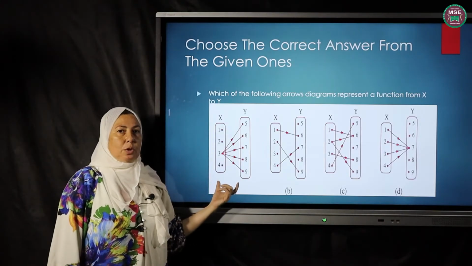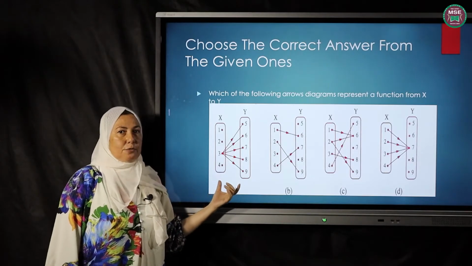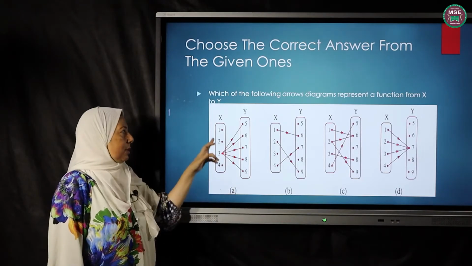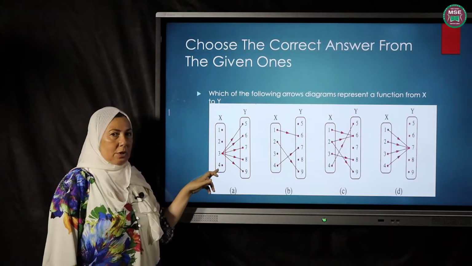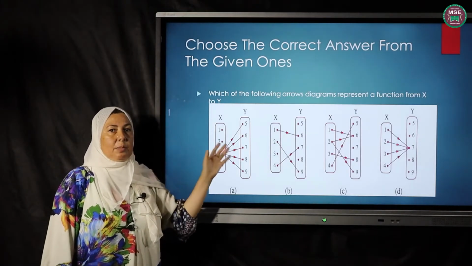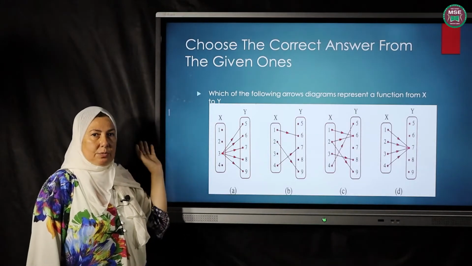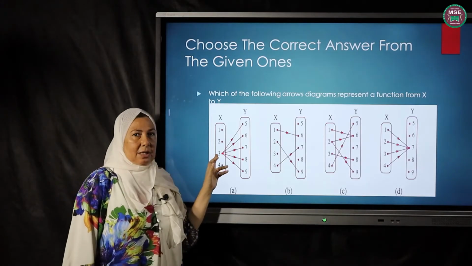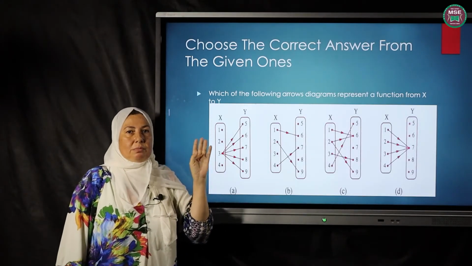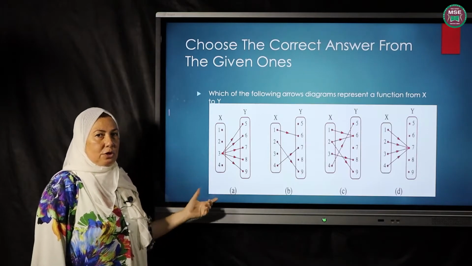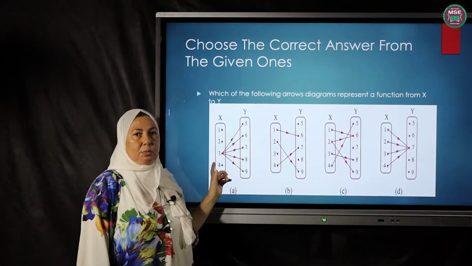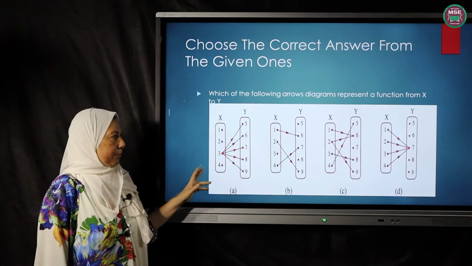Is the relation between x and y a function or not? Therefore it is not a function, because 1, 2, 4 have no image, and 3 has four images. Therefore, the relation between x and y is not a function.